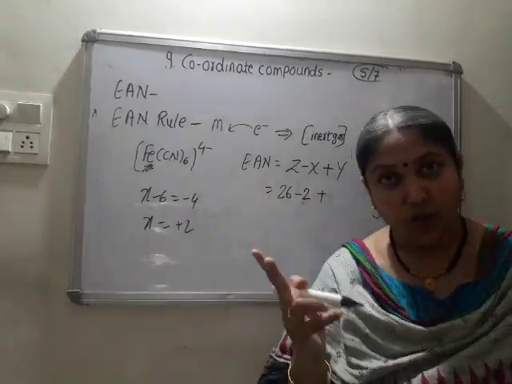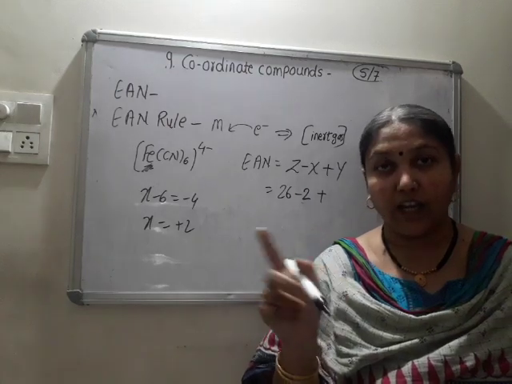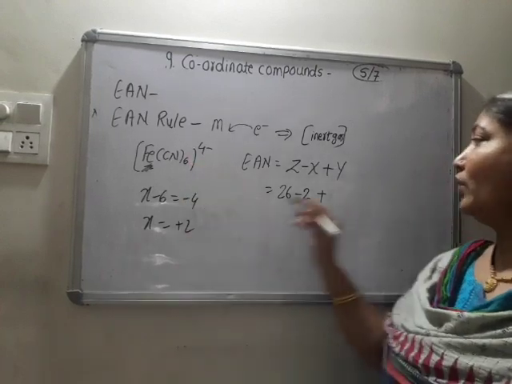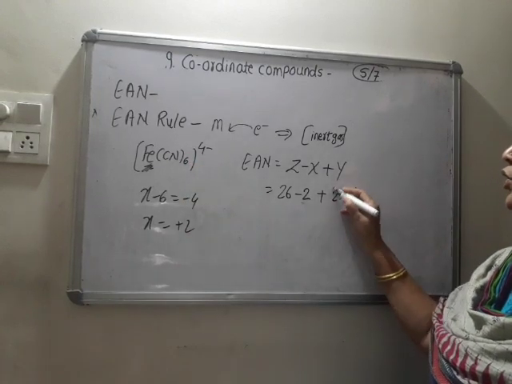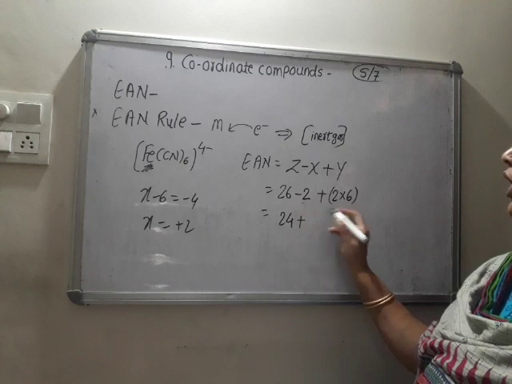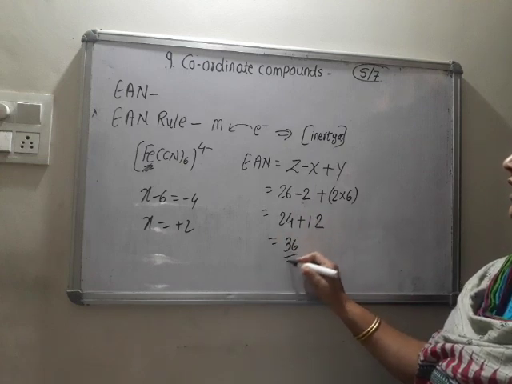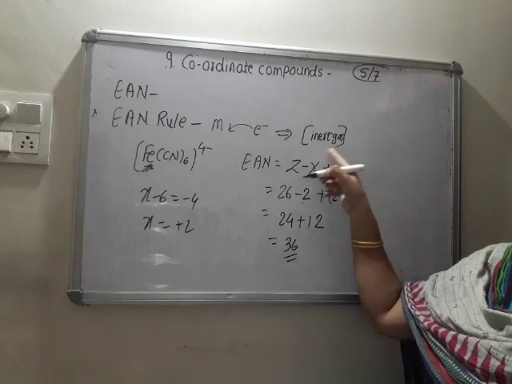how many electrons are gained from ligand? One ligand gives 2 electrons. It's a Lewis base, so an electron pair donor, it gives 2 electrons. So 2 into 6. See, this is 24 plus 6, that is 12, is equal to 36. And 36 is nothing but krypton.